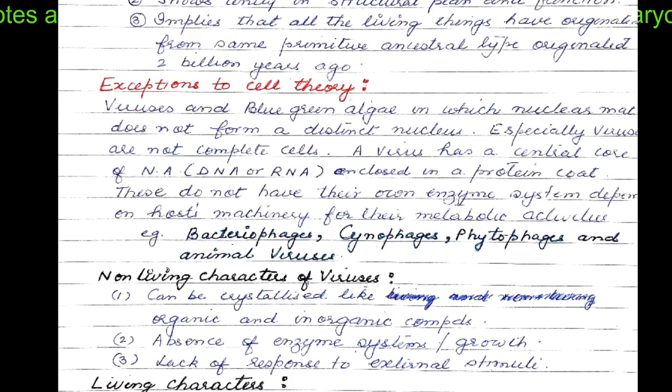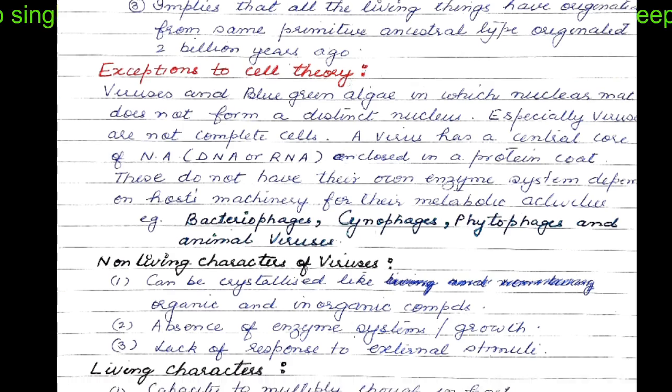They cannot reproduce or multiply, but whenever they gain access to host machinery, they utilize the metabolic machinery of the host cell. For instance, bacteriophages are the viruses which infect bacteria. The cyanophages are the viruses which infect blue-green algae, and the phytophages are the viruses which infect or utilize the plant cell machinery for their living and perpetuation of their species.